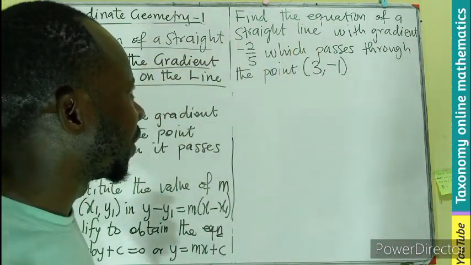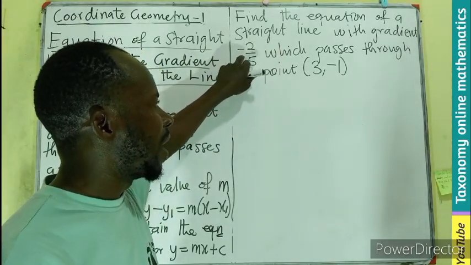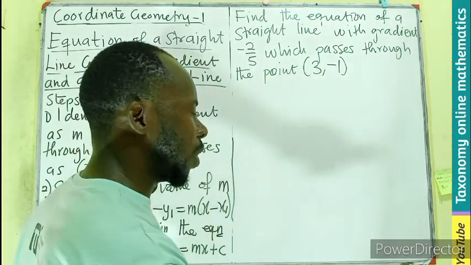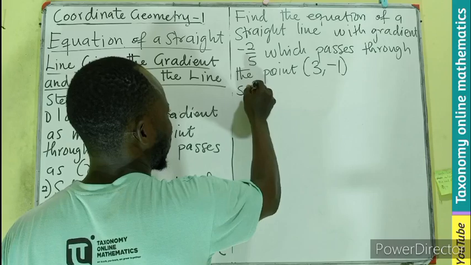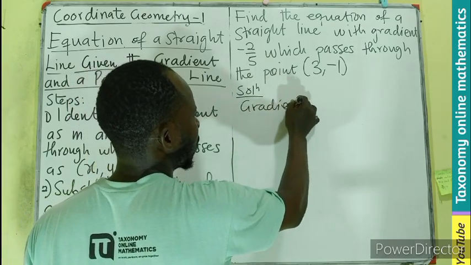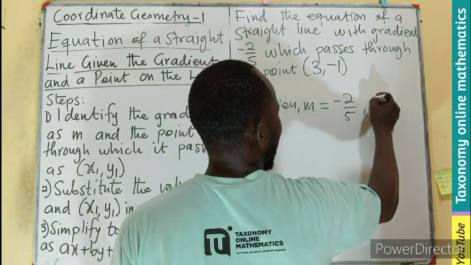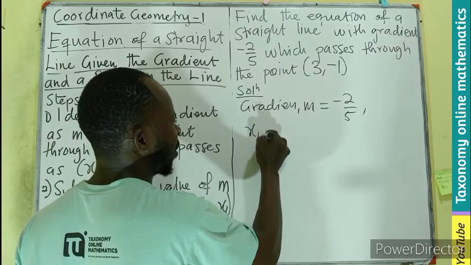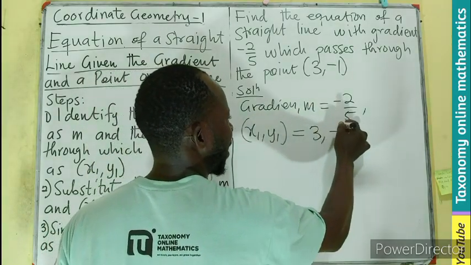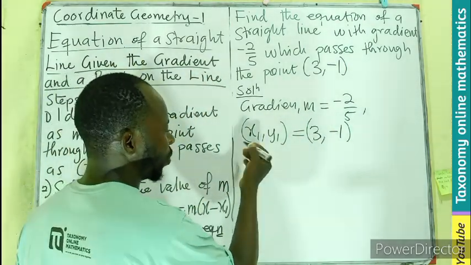We have to find the equation of the line which has a gradient of minus 2 on 5 and is passing through the point (3, minus 1). So we can just say that the gradient m equals minus 2 on 5. Then we have our x1, y1 equals 3, minus 1. Right? We identify them. Then we substitute.